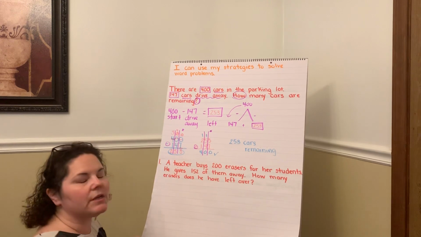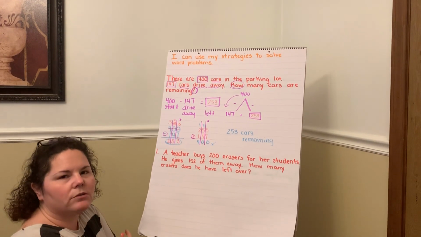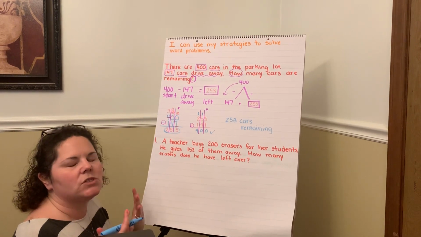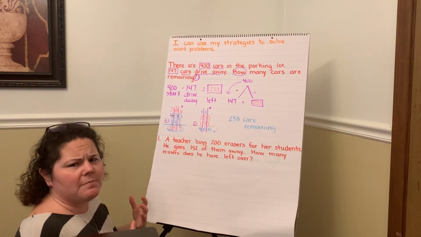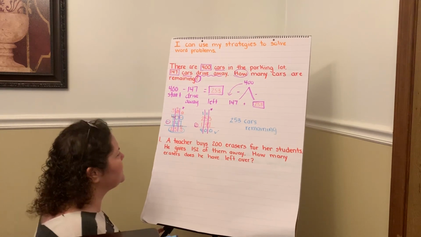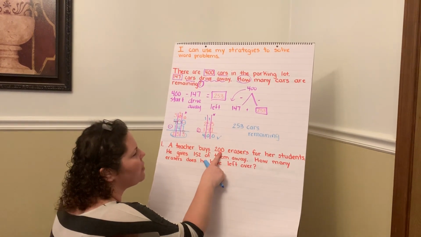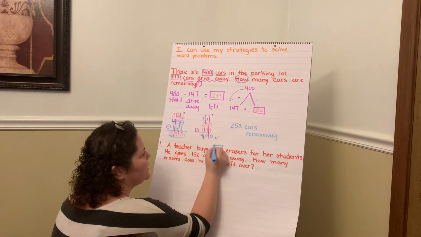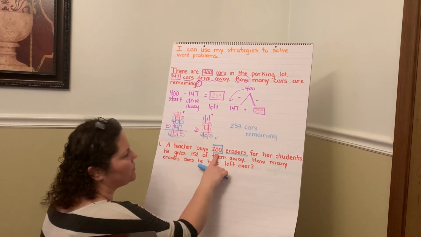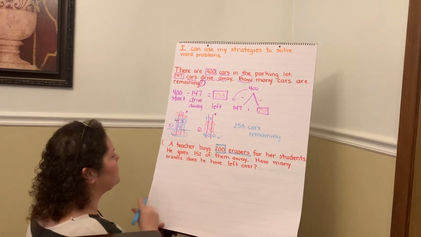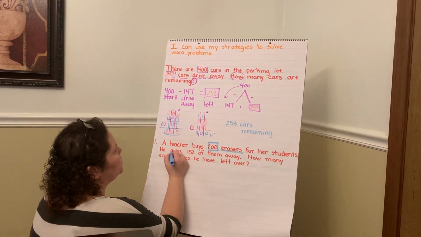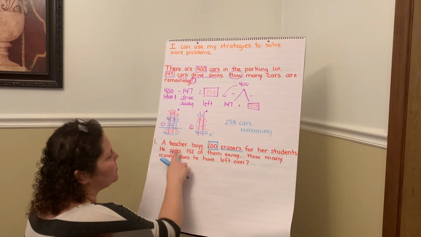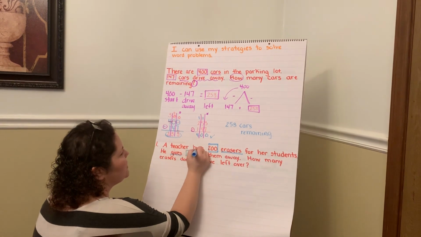As Mrs. Harley's reading, I want you to box the important numbers that you're looking at. I want you to underline those keywords, but I want you to make sure you're visualizing this word problem in your brain to really make sense of what's going on here. So let's read it. A teacher buys 200 erasers for her students. 200 erasers. I'm boxing the number 200. I'm underlining erasers. He gives. That means I'm taking that 200 and he's giving away 152 of them.